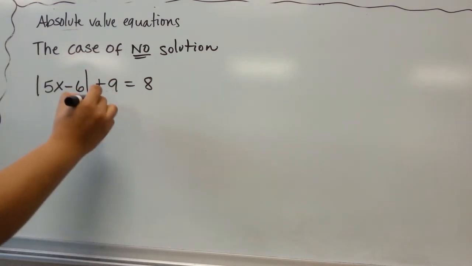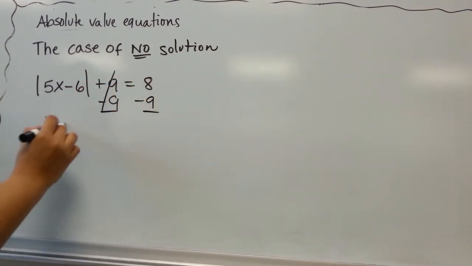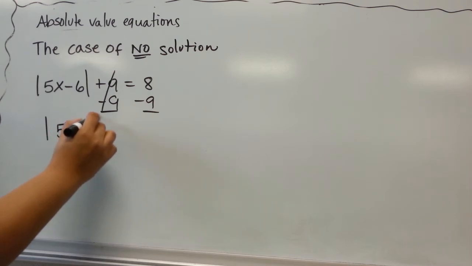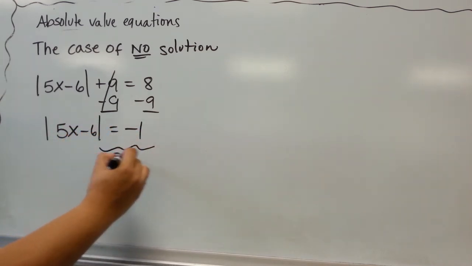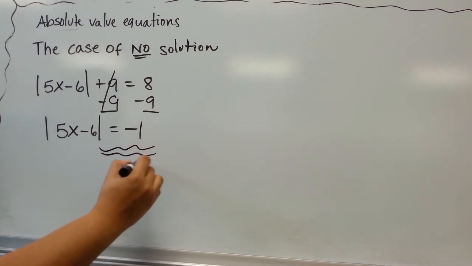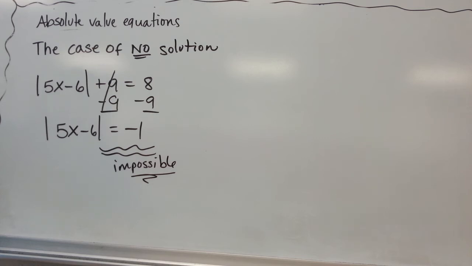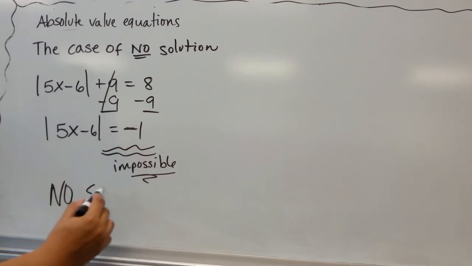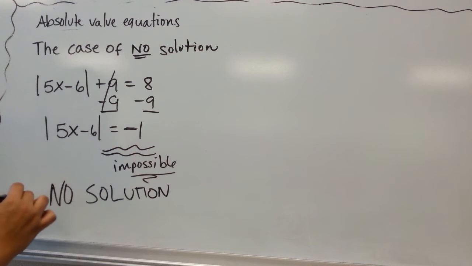You want to definitely move this 9 over, and you get that the absolute value of 5x minus 6 equals negative 1. Well, this is impossible. The absolute value is always going to be a positive number, and this is saying that this absolute value has to equal negative 1. So this is a case of no solution. No solution is what you would put as an answer.